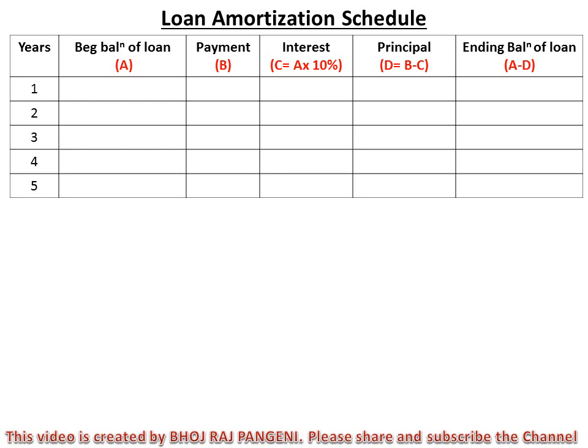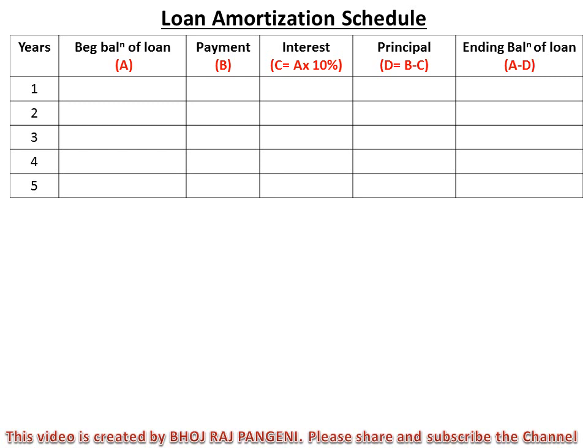This is our format. Have a look at the format, and the red color is highlighted because it is very important and it makes it easy to calculate. Now the years are 1, 2, 3, 4, 5, and the beginning balance of loan we note as A, the payment we note as B, interest we note as C, and principal is D. Ending balance we don't need to note. Now, the interest C means A into 10%, and 10% is our interest rate.